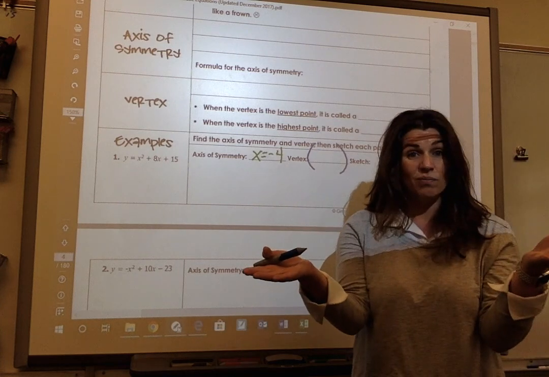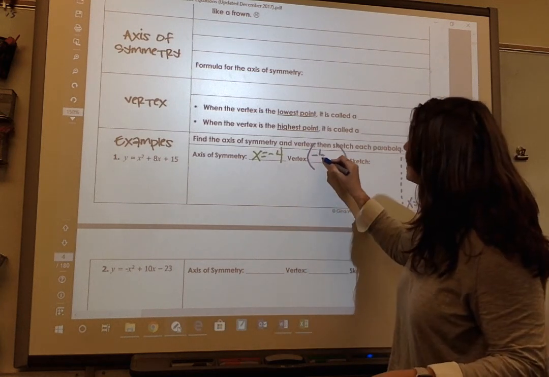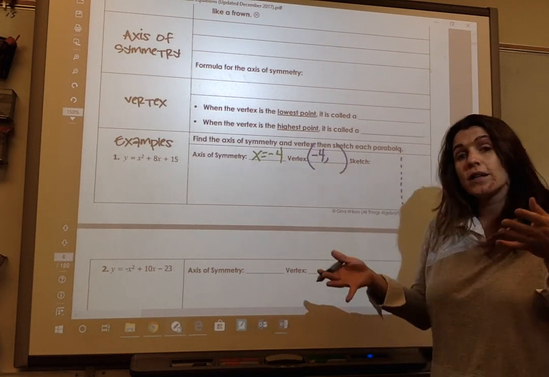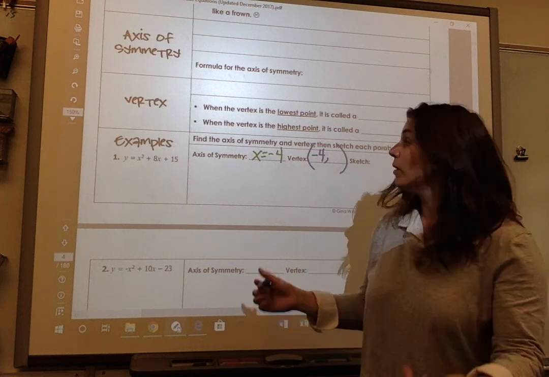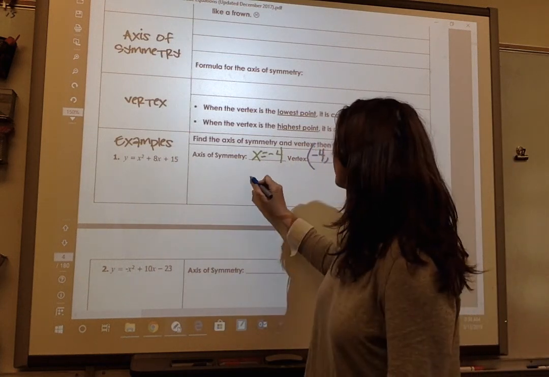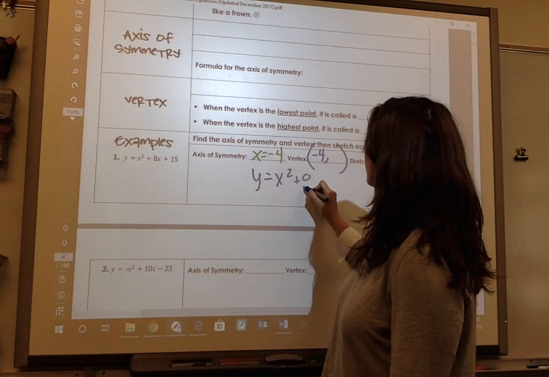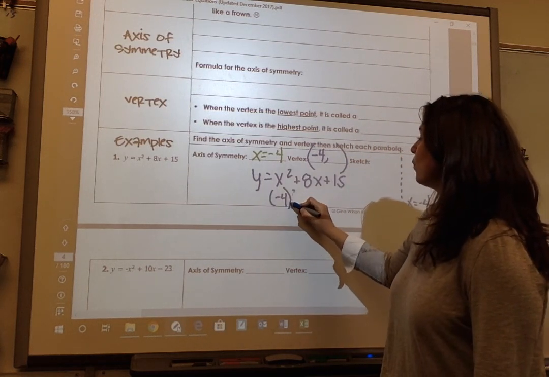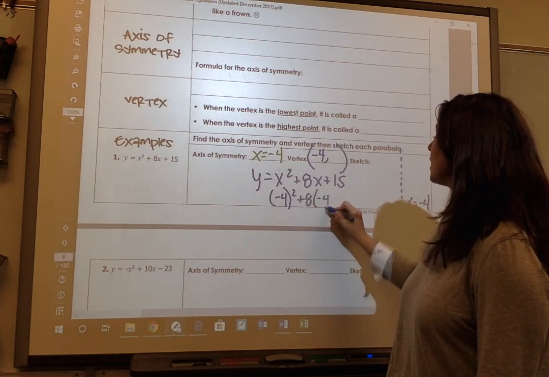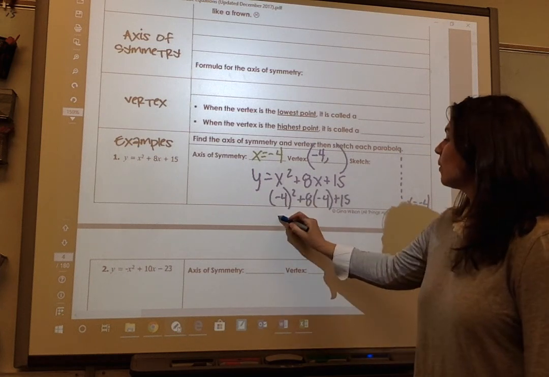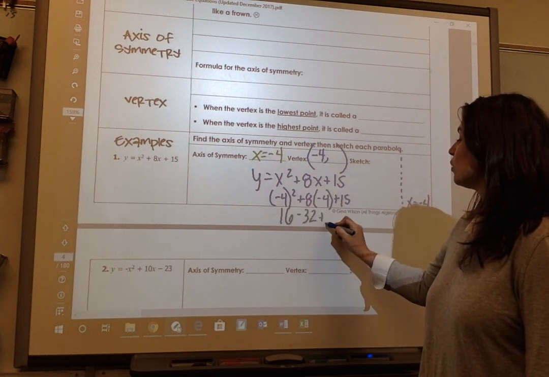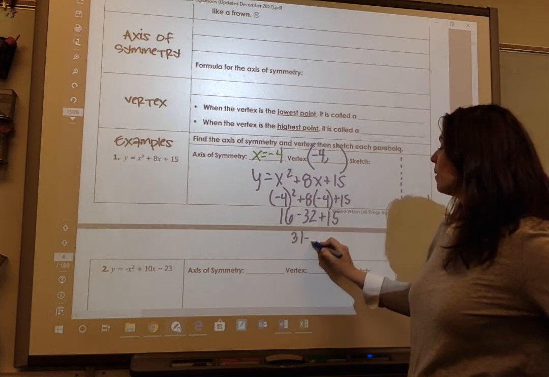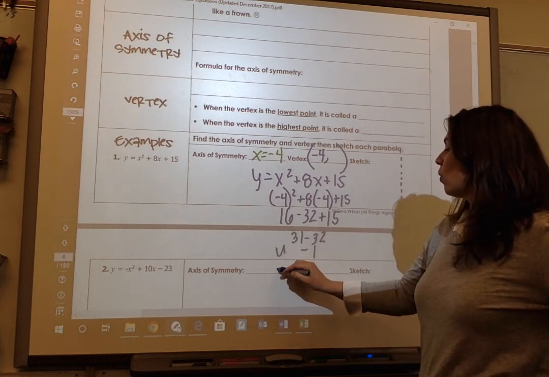So all I need to do is find out, when x equals negative 4, because that's the axis of symmetry, what is my y value? So all we're going to do is plug in negative 4 for x. I'm going to rewrite the equation: negative 4 squared plus 8 times negative 4 plus 15. So I get 16 minus 32 plus 15. 16 and 15 is 31, minus 32. So I get y is negative 1.